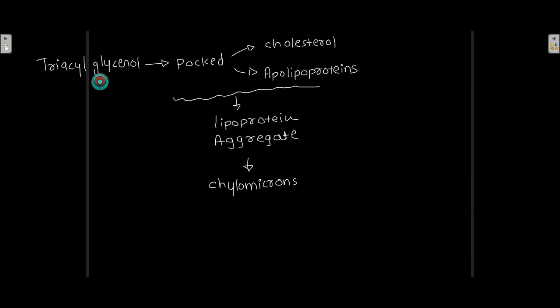Now, triacylglycerol is packed with cholesterol and apolipoproteins, and that forms a lipoprotein aggregate known as chylomicrons. Chylomicrons are lipoprotein aggregates formed when triacylglycerol is packed with cholesterol and apolipoproteins.